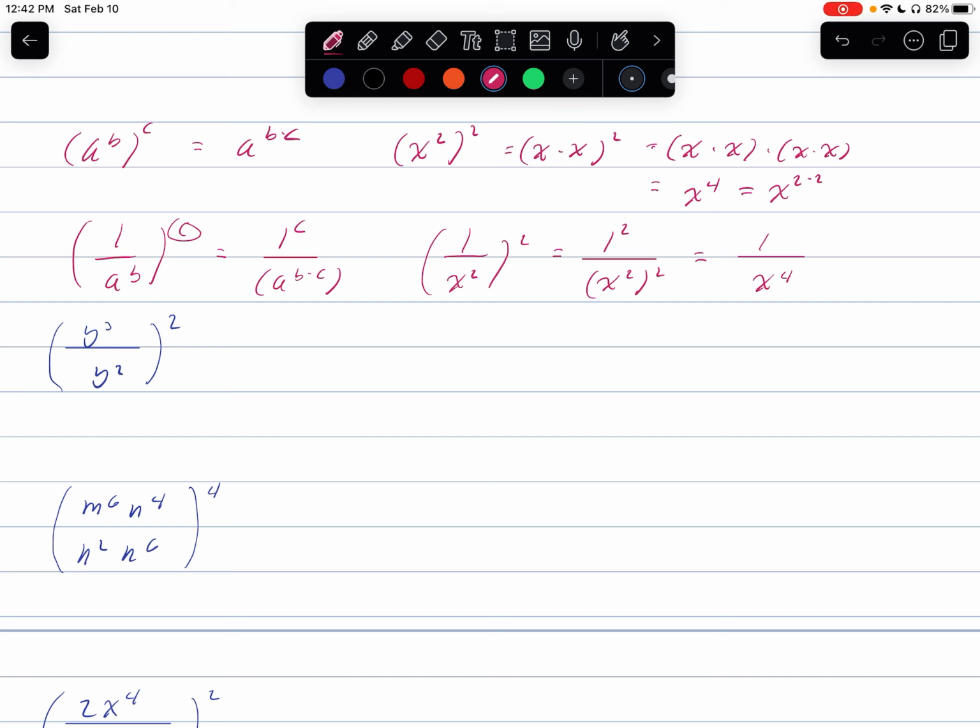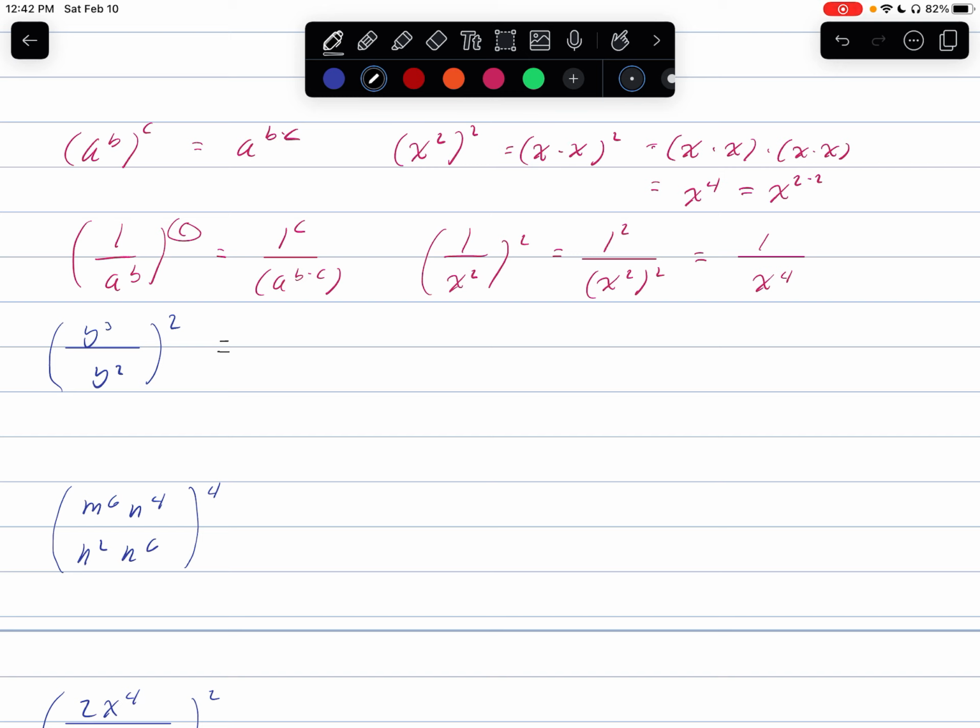So let's look here at y to the third over y squared raised to the second power. Or we're squaring that, okay? So one thing that you can always do is simplify everything just to make it easy on yourself. You want to simplify everything inside the parentheses before you raise it to any other exponents. Remember our PEMDAS rule: parentheses then exponents, right? So we're going to simplify everything inside the parentheses first.